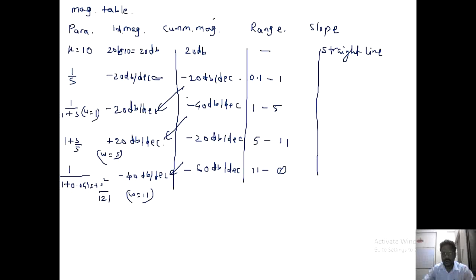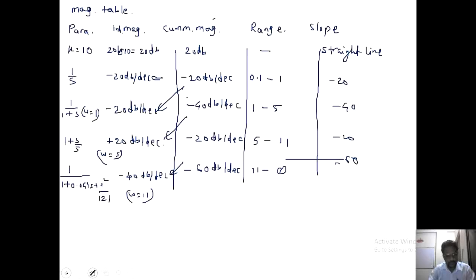And the slope will be according to the cumulative magnitude. So the slope is along minus 20, along minus 40, along minus 20 and along minus 60. Okay. So this is the magnitude table. Now the next part is the phase plot or phase table. For the phase plot we need to calculate the formula for angle.